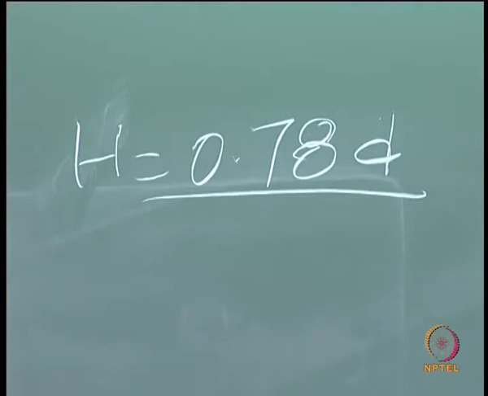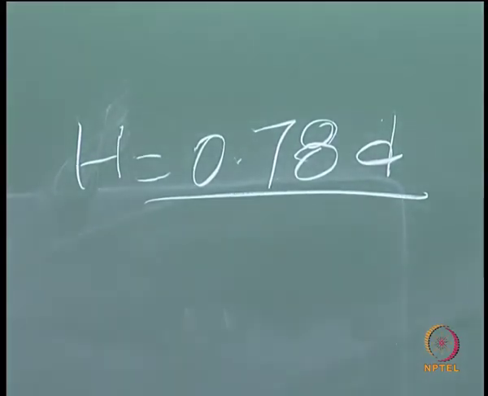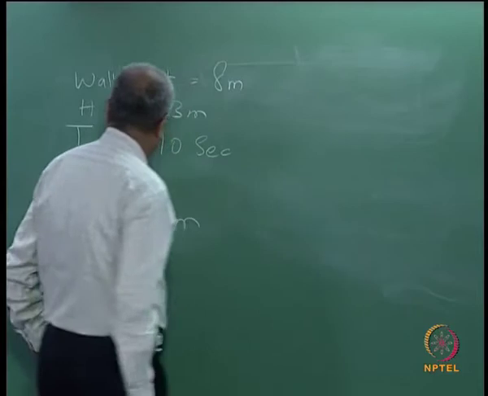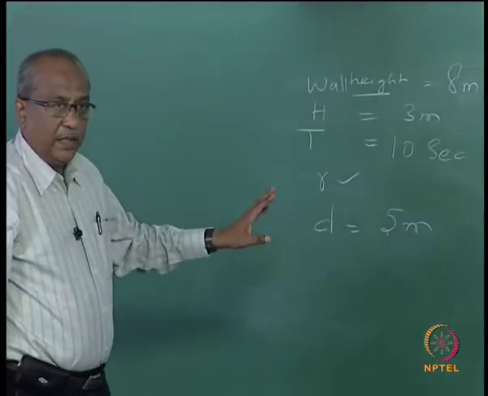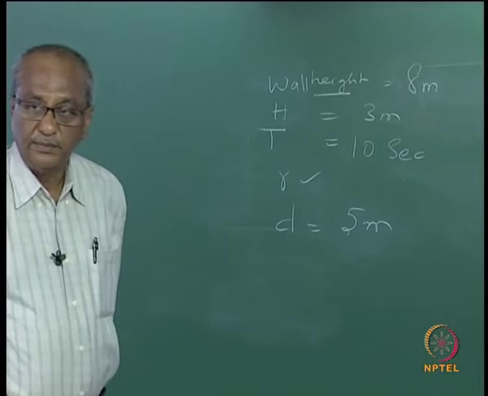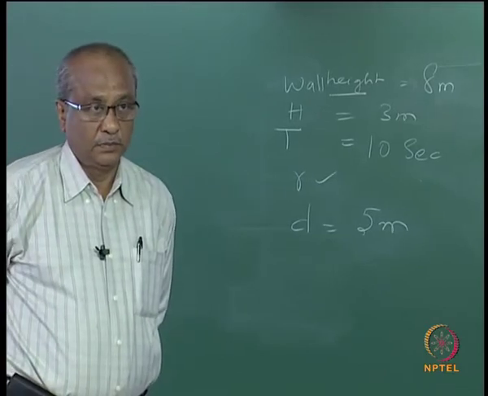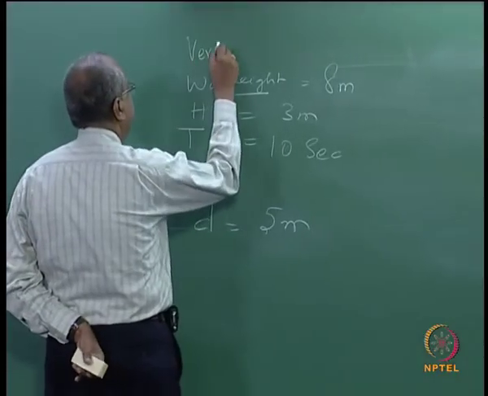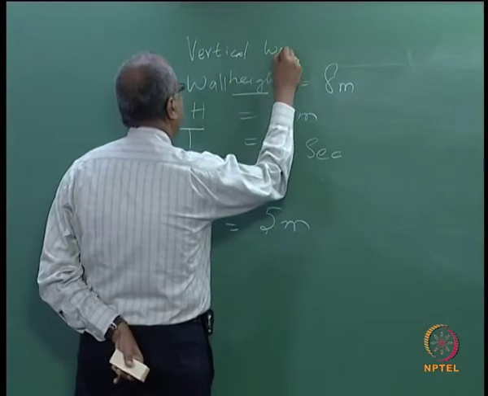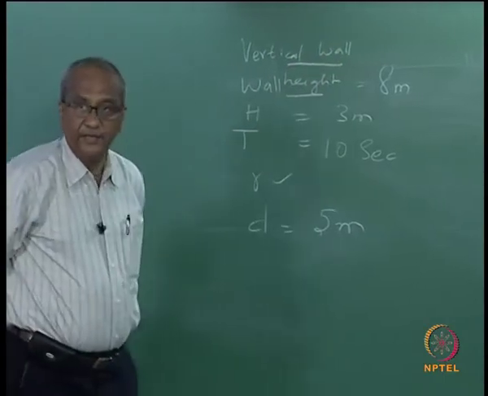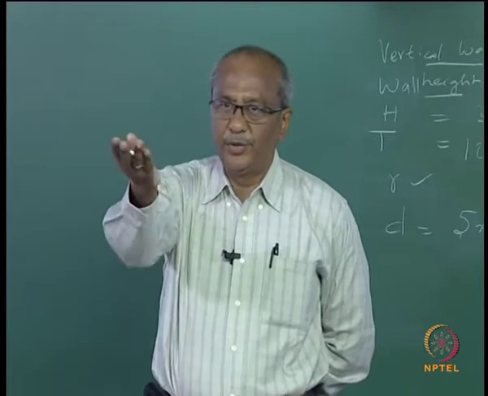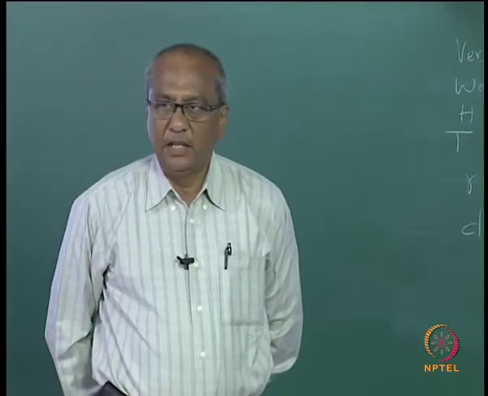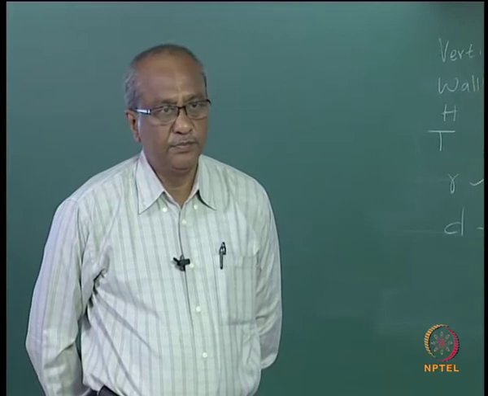Okay, 0.78 times water depth. So now, are these data enough? No, but reflection coefficient, we have already said it is a vertical wall. The moment I say vertical wall, reflection coefficient is 1, so you use all those relevant nomograms already available.